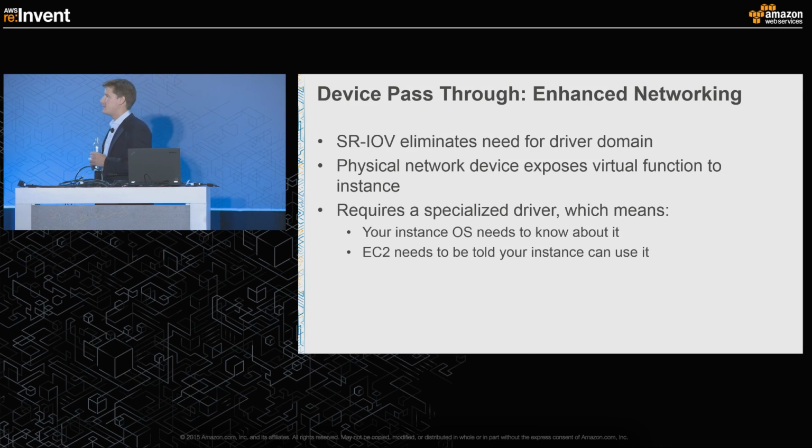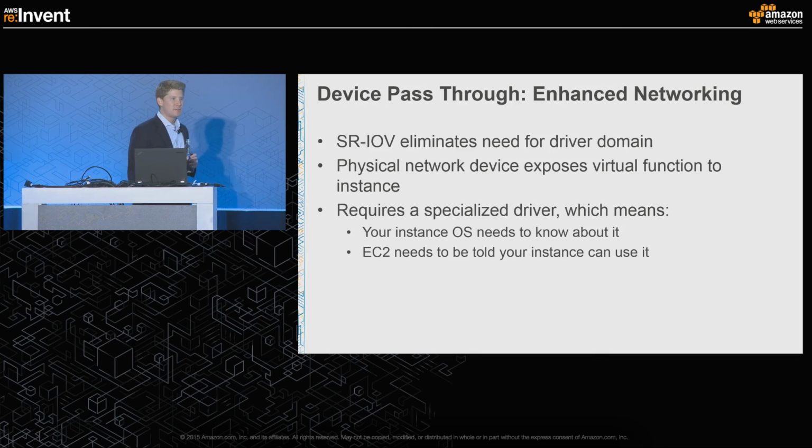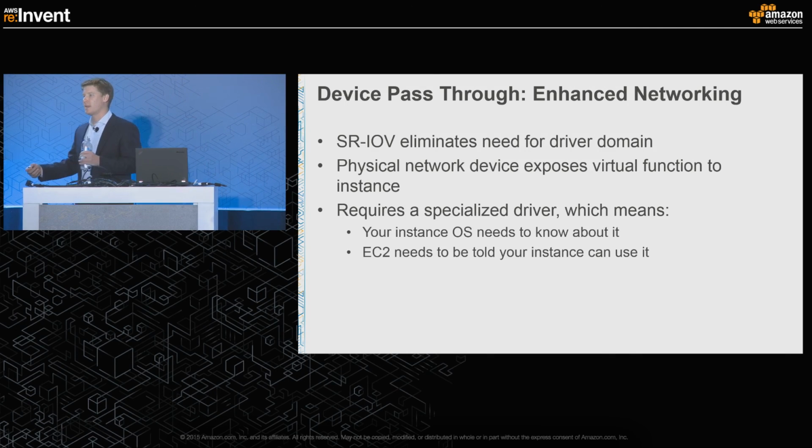So you get lower latencies and high IOPS, and the trick is that your OS needs to have the right drivers installed, and EC2 needs to be told that you're using enhanced networking, because we will do a configuration in the hypervisor itself that says, I want you to expose the virtual networking functions to this instance versus using the split device driver model.